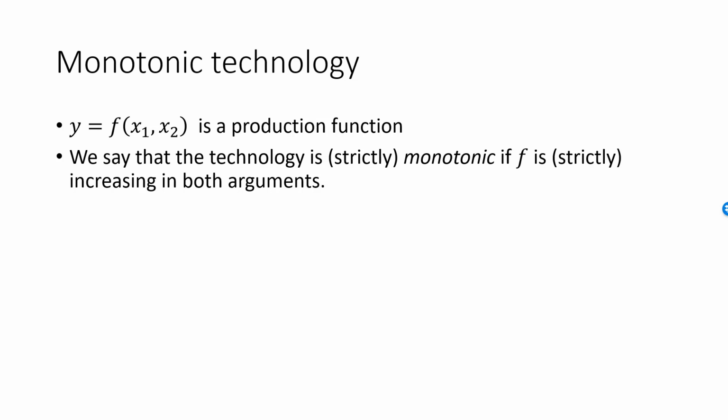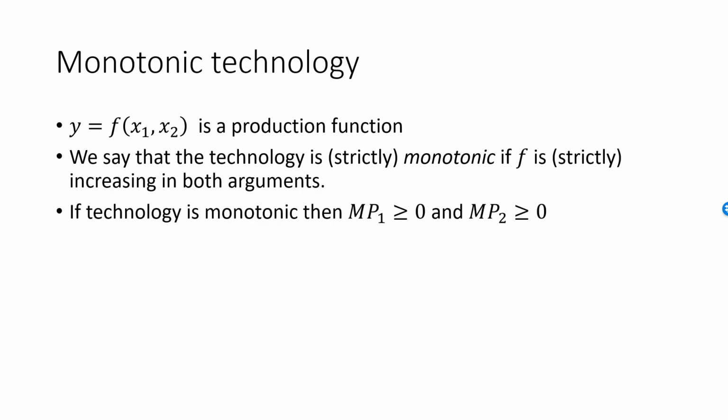We introduced monotonicity as a condition on preferences in a previous lecture, stating that preferences are monotonic if more is better. The principle is very much the same here. More production factors is better in the sense that the firm can produce more output if technology is monotonic. If the production function is monotonic, then it's increasing in x1, which means that the partial derivative of y with respect to x1 is greater than or equal to 0. That is, MP1 is greater than or equal to 0. For the same reason, MP2 is greater than or equal to 0 if technology is monotonic.